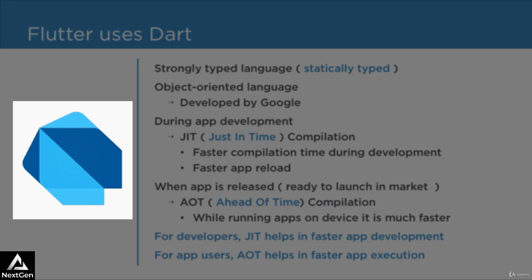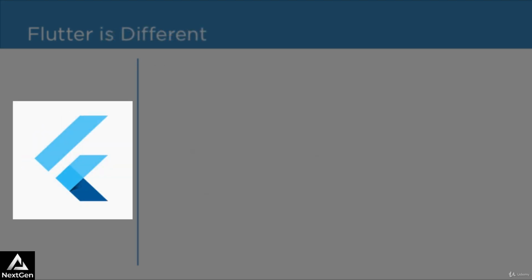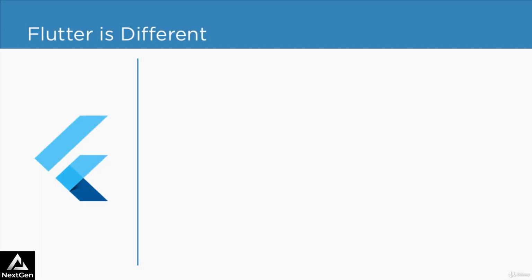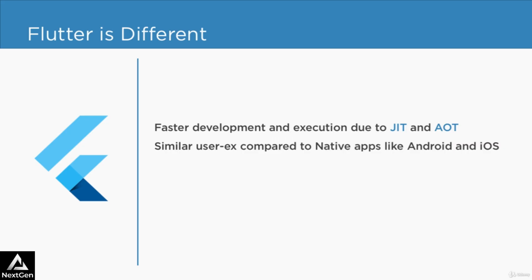Now moving on, since Flutter uses Dart, it simply makes Flutter different from other hybrid frameworks. So due to Dart, we can say that we have faster application development in case of Flutter and also faster execution time due to JIT and AOT respectively. Well, that's one of the main reasons why Flutter is different. Flutter provides a very similar user experience compared to native applications like Android and iOS. And again, maintaining code using Flutter is very easy, just because we have a single code base for both Android and iOS. So now we have got enough reasons why you should go for Flutter.